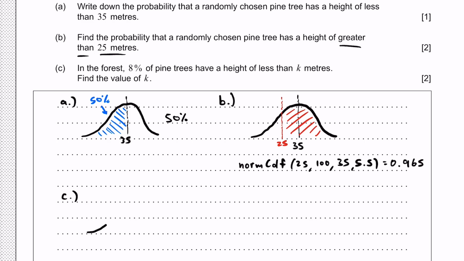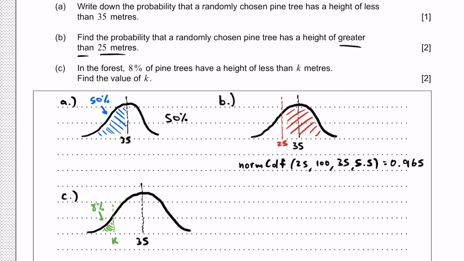I'm going to draw another normal curve here, centered about the mean of 35. In this case, we want to find the cutoff point. 8% of the pine trees have a height less than k, so that 8% is going to be in this bottom section right here. I'm going to draw this cutoff point of k, and 8% are less than this value of k.